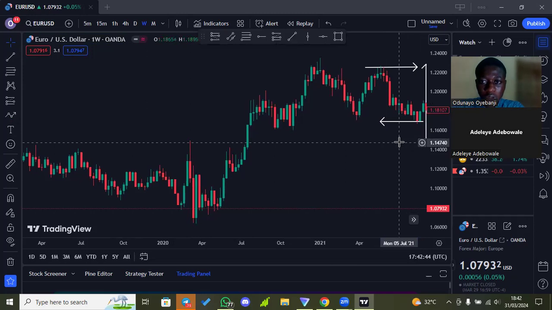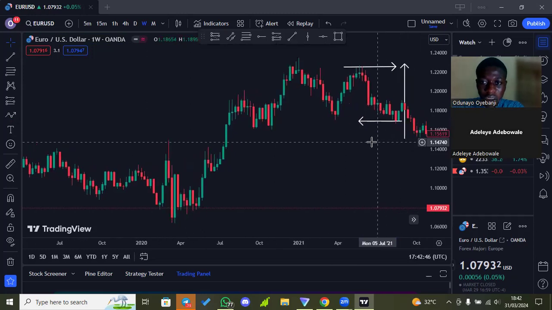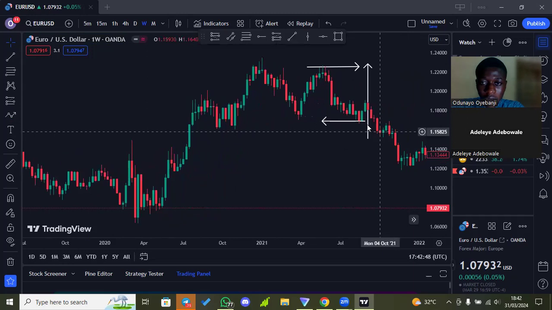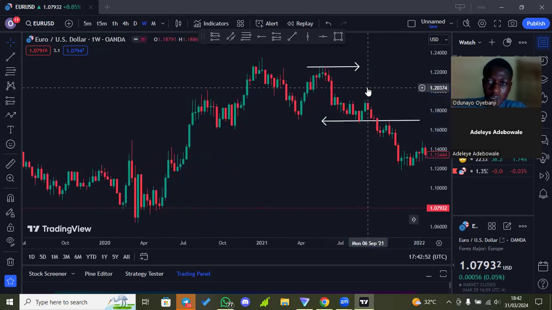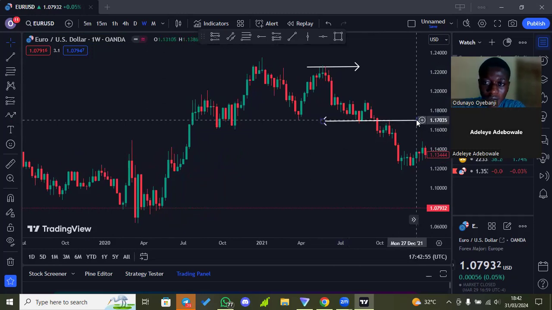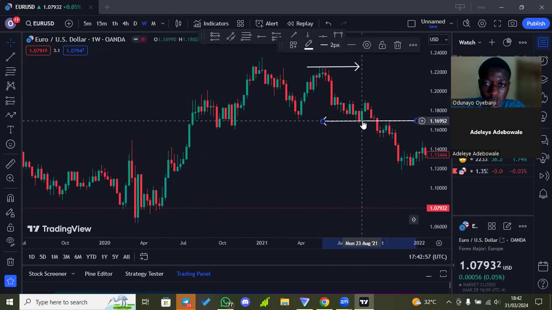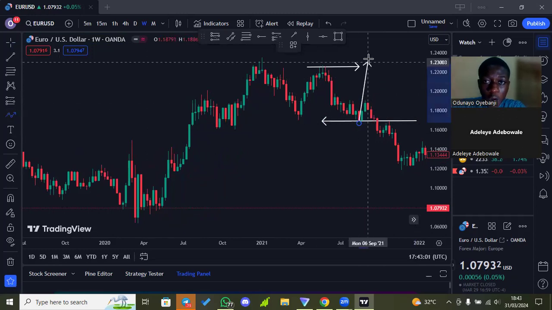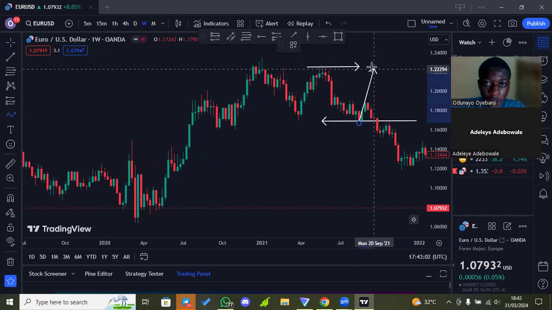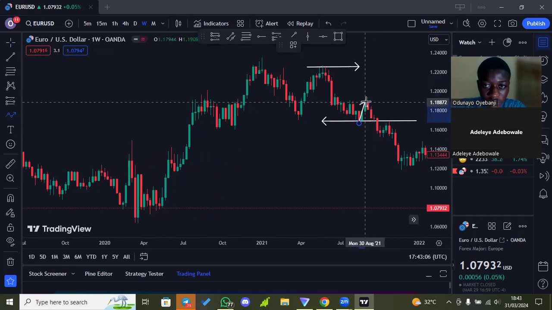From here, we cannot say we are in an uptrend or a downtrend. Then the market moves on. This is support one. The market went back up from this point, but did it come up to the previous high? No. It stopped here.